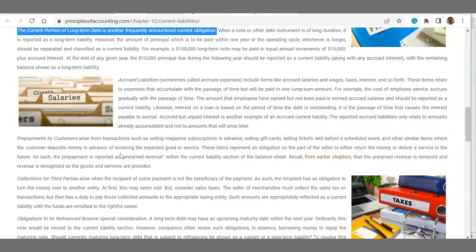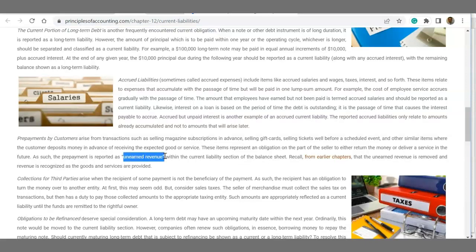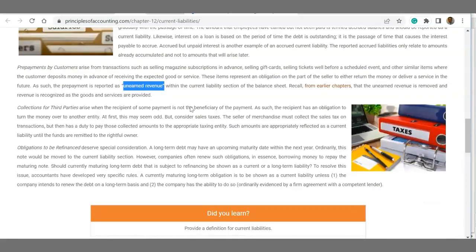And you know what unearned revenue is, right? Unearned revenue is cash prepaid by customers for future services. And that needs to be recognized also as current liabilities. We learned those, but we just explain those one more time here.